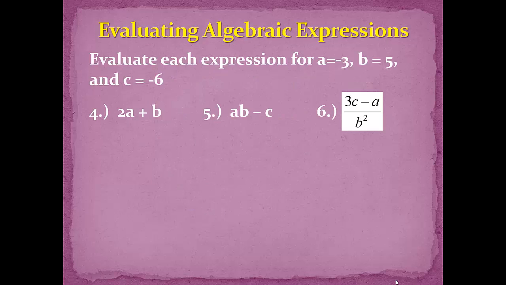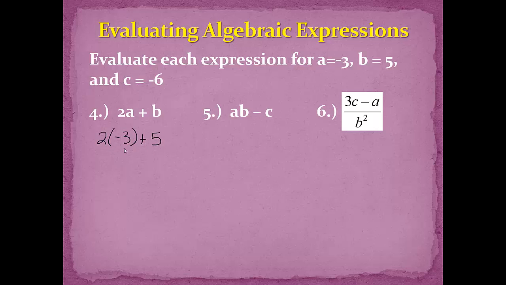Now we're going to evaluate algebraic expressions. We're going to evaluate each expression for a equals -3, b equals 5, and c equals -6. So for number 4, we have 2a plus b. 2a would be 2 times a. So we have 2 times -3, and then we have plus b, so we have plus 5.